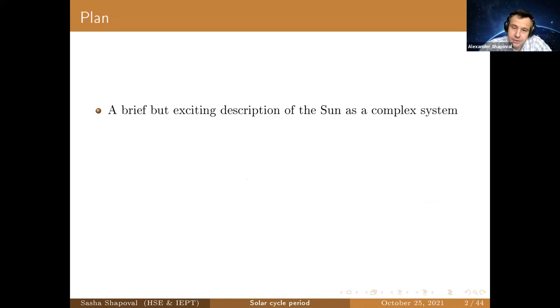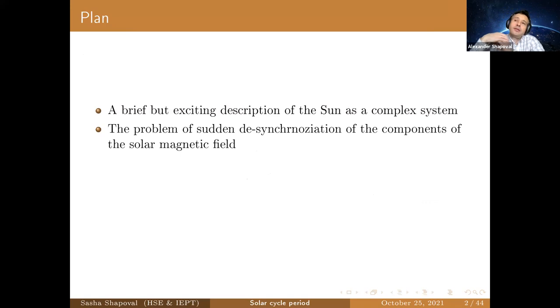My plan is quite simple. First, I'll introduce a brief, but I hope exciting description of the sun as a complex system. And then I'll take advantage of this full lecture and not just a 20 minute talk to give you an example of a solved problem, a problem of sudden desynchronization of the components of the solar magnetic field.